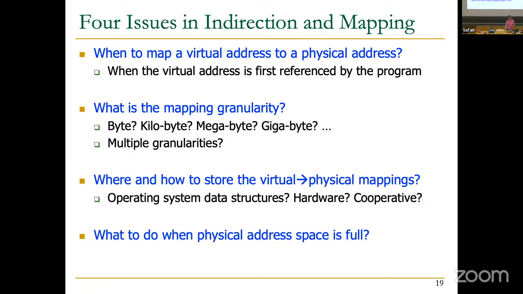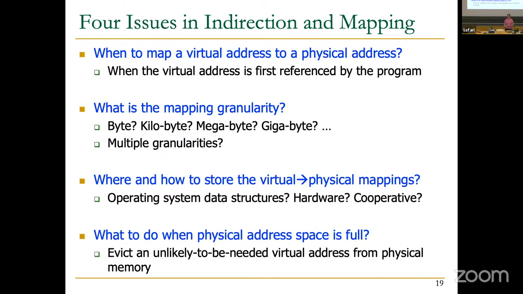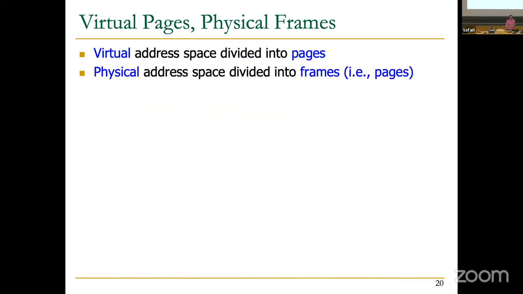So what do you do when the physical address space is full, when your physical memory is full? Well, remember, physical memory is a cache, right? Essentially evict an unlikely to be needed virtual page from physical memory and fix the mappings in the page table. That's the idea, because page table is a tag store, right? Okay, so basically, if you think about physical memory as a cache and the backing store as the next level, and the page table as a tag store, all of this becomes easy, in my opinion, because we've already seen caches. Okay, so let's go into a little bit more detail. Virtual address space is divided into pages.